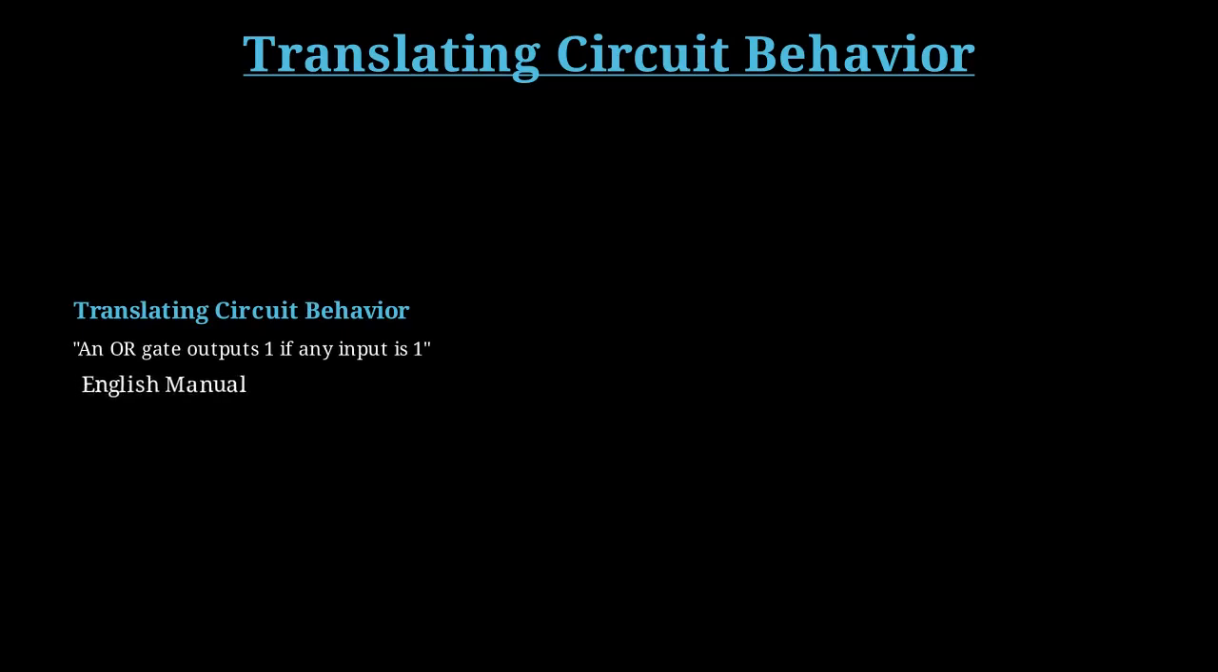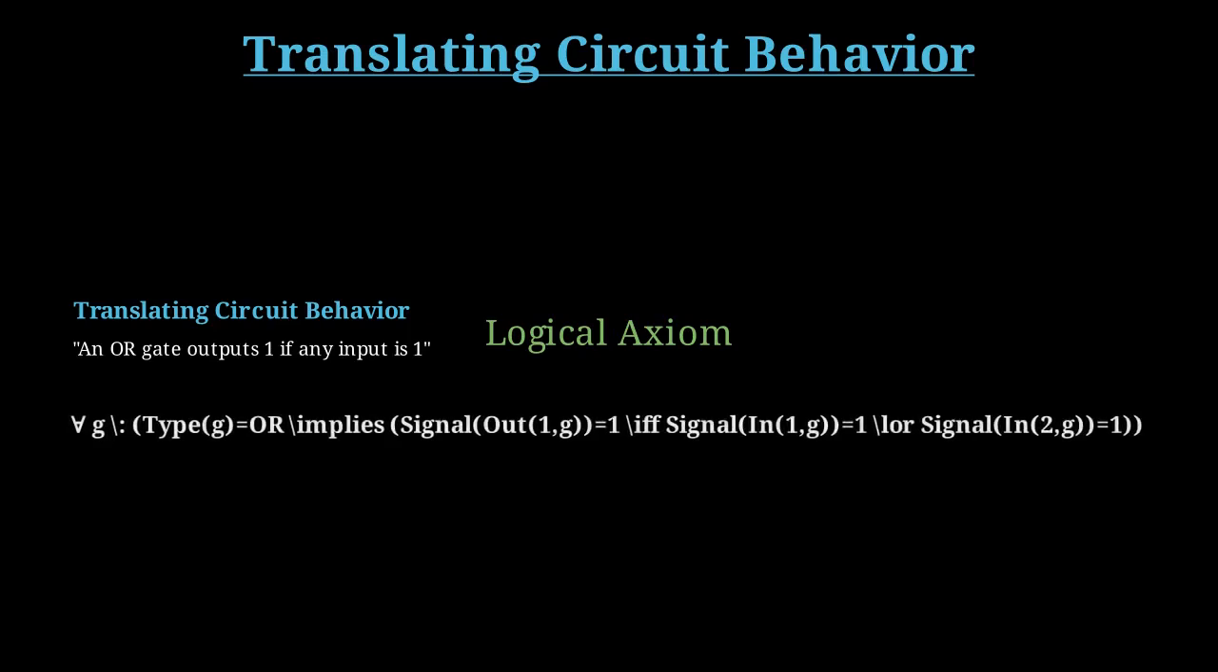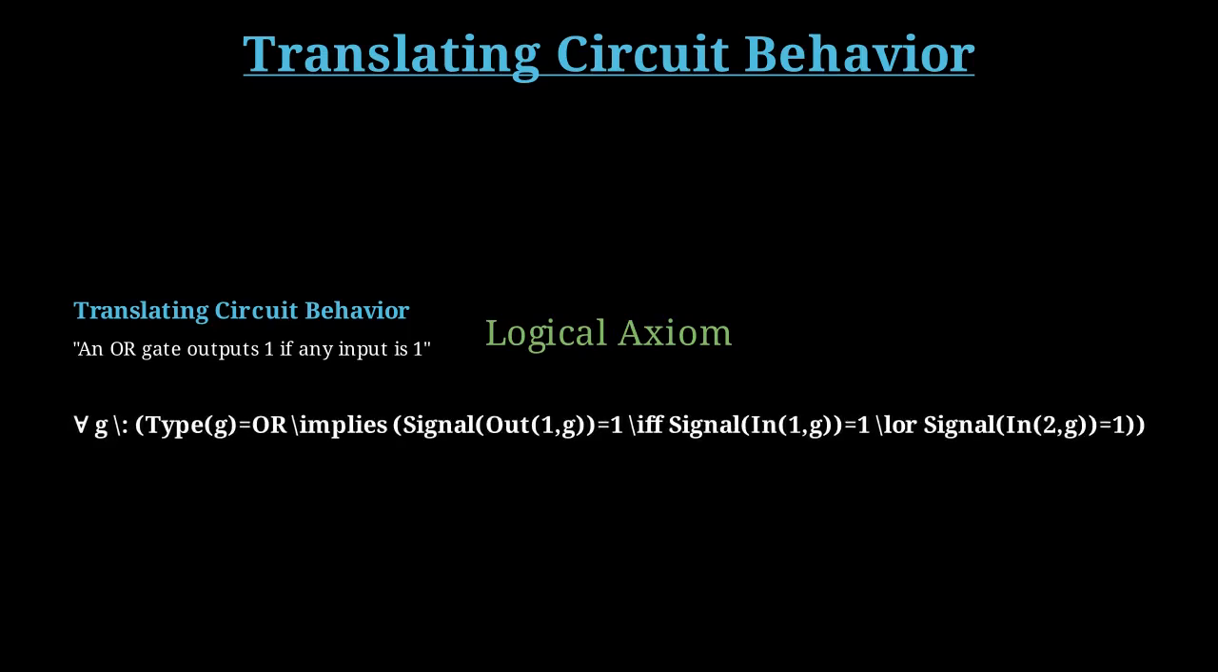Let us translate the behavior of an OR gate from English to logic. The English manual says, an OR gate outputs a 1 if any of its inputs are 1. In first-order logic, we define a type predicate. Type(G) = OR. Then we write the rule, for all gates G, if G is an OR gate, then the signal at its output terminal is 1 if and only if the signal at input 1 is 1 OR the signal at input 2 is 1. This axiom perfectly captures the gate's truth table within the knowledge base.